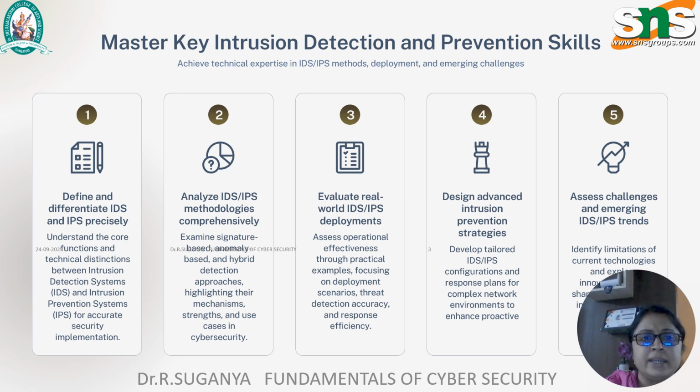Next is mastering intrusion detection and prevention skills. We have to define and differentiate IDS and IPS precisely, which means intrusion detection system and intrusion prevention system. We have to identify what functions can be done and what can be prevented, for security implementation. The second one is to analyze the methodology. First we define IDS and IPS, and then we analyze which techniques can be followed for particular crimes.